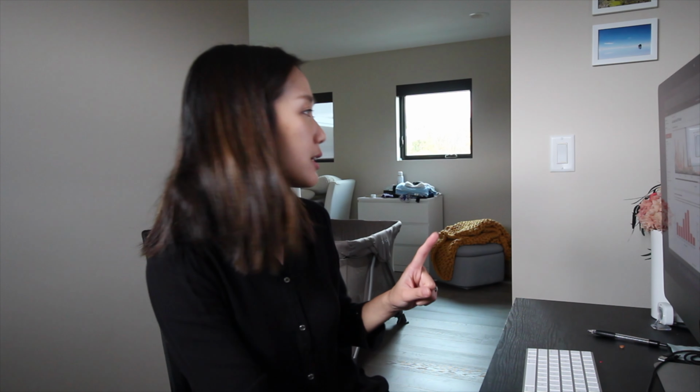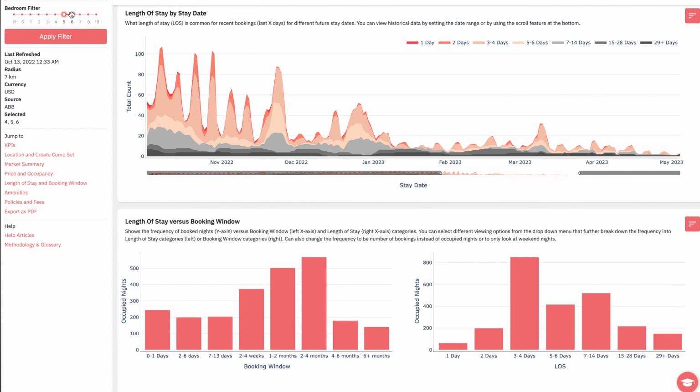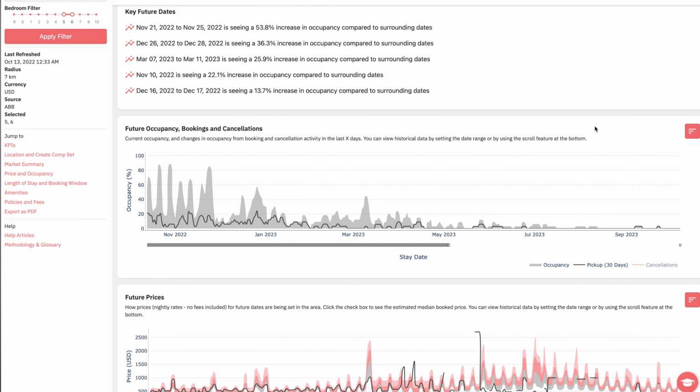You know what? One more thing. Let me just double check. If I look at only the 5 to 6 bedroom range, let's see what those metrics look like. So let's go to my favorite graph here. In the 5 to 6 bedroom range, the occupancy is definitely higher. For the December, ooh, that's interesting.